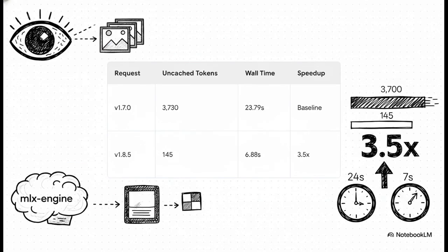Finally, let's check out the Vision capabilities. We all know sending repeated high-resolution image prompts usually costs thousands of tokens to process. But now, the MLX engine restores that exact cached prefix straight from the disk. Check this out. Uncached tokens plummeted from over 3,700 down to just 145. And the wall time? It drops from almost 24 seconds down to under 7 seconds. That is a staggering 3.5x speedup just for the second request alone.